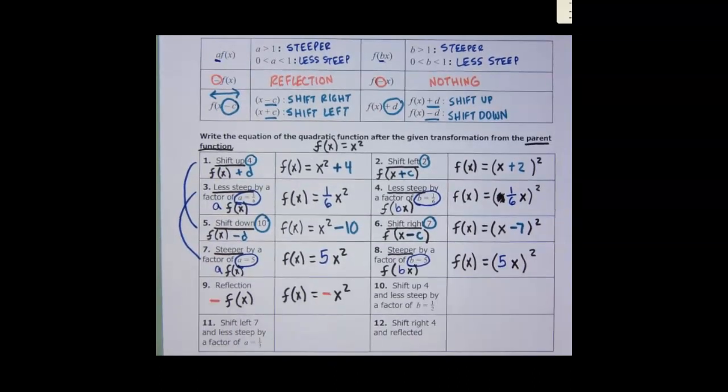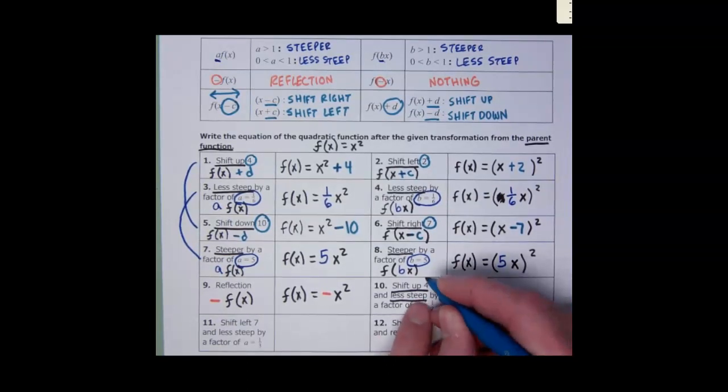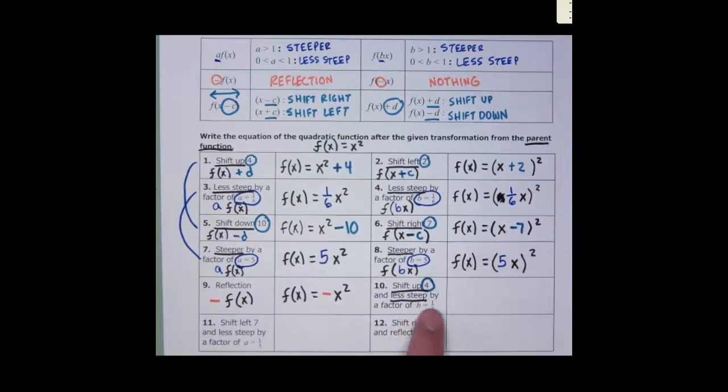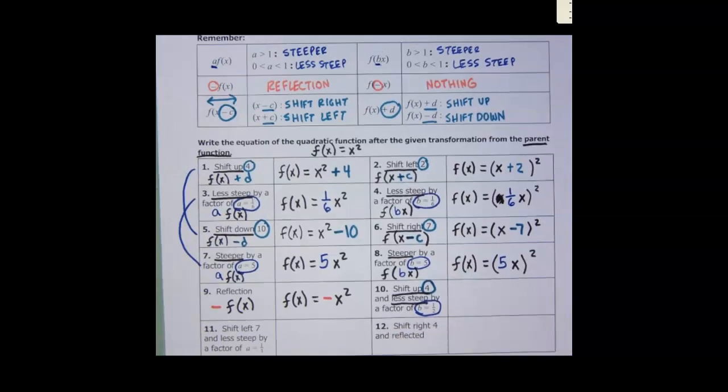Boom. So f of x equals negative x squared. Now finally, shift up 4, and then less steep by a factor of b equals 1/2. So it looks like we've got two things going on. We have a shift up of 4, but then we have a factor of b equals 1/2. So there's two things going on now. Okay? So let me write this one out.